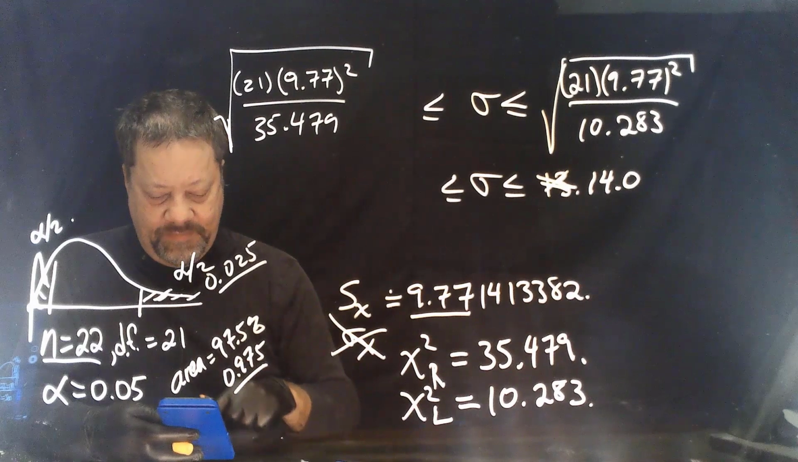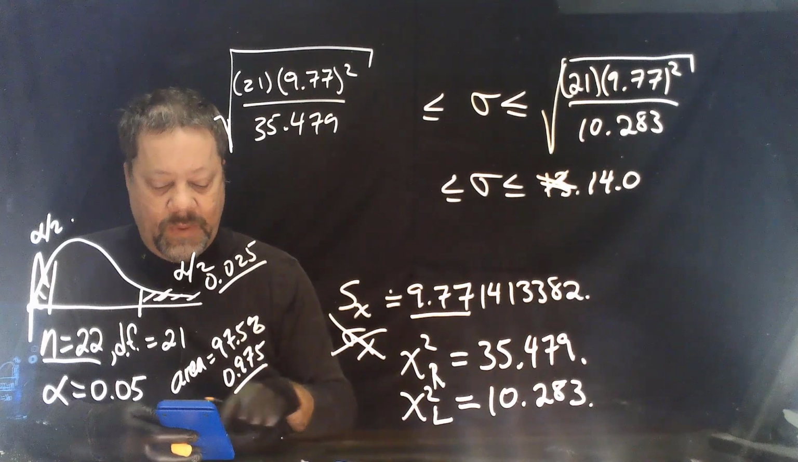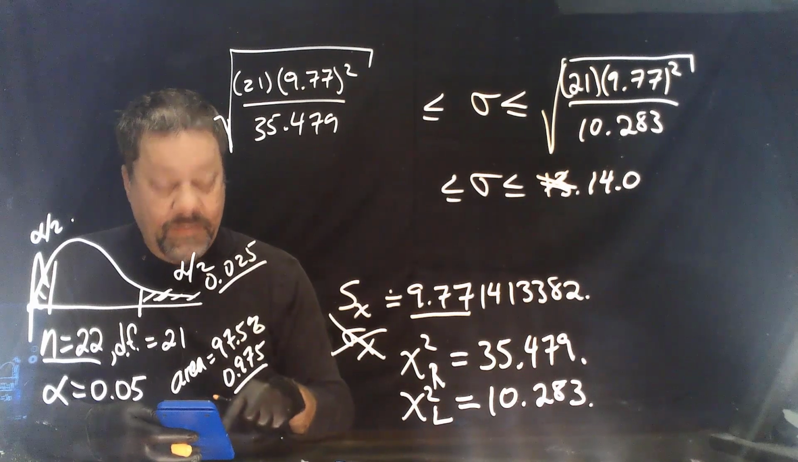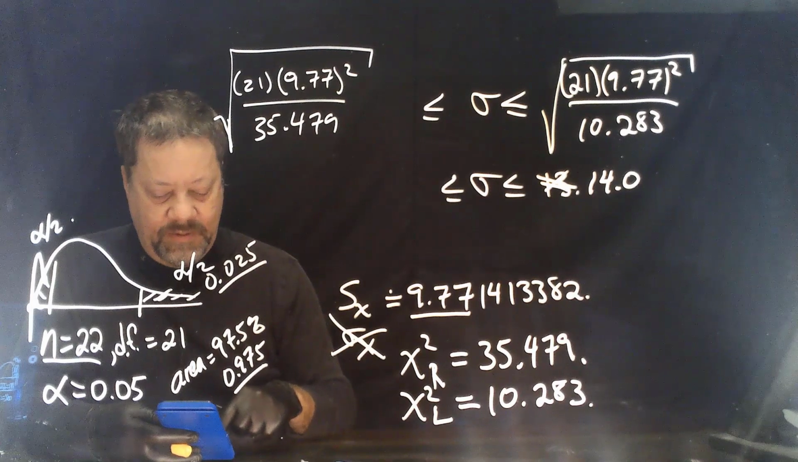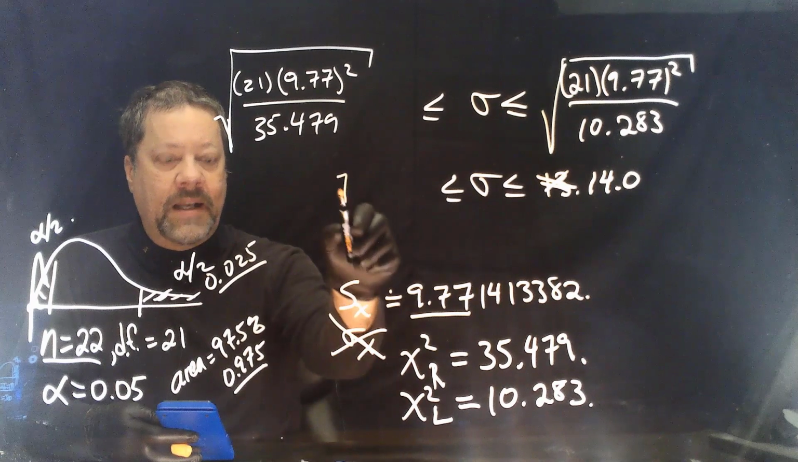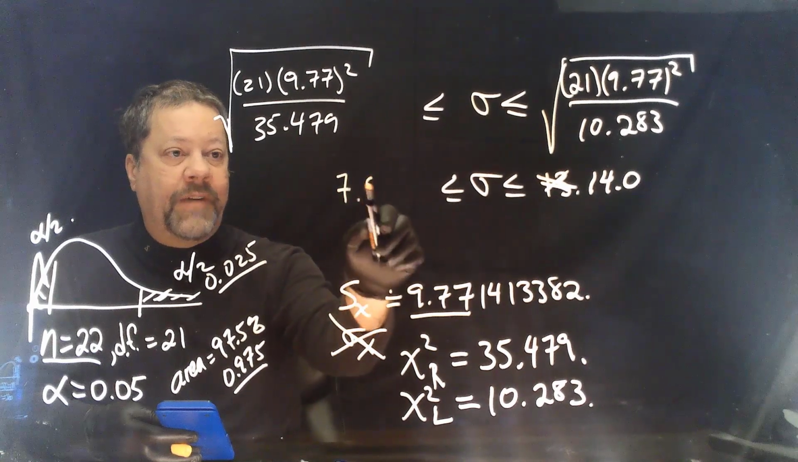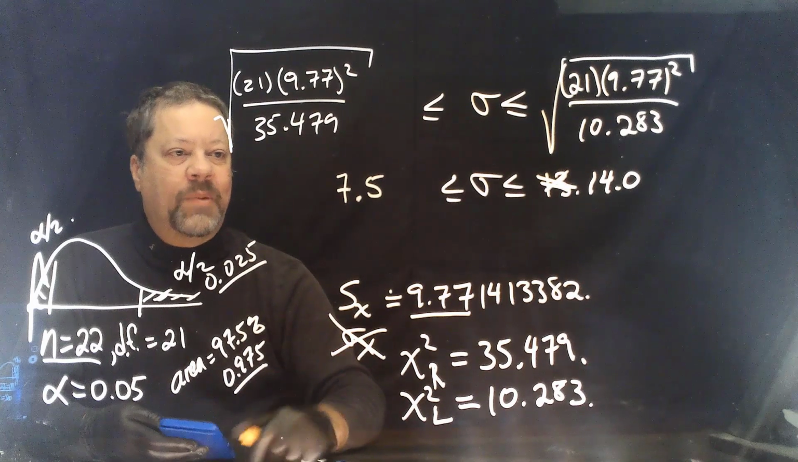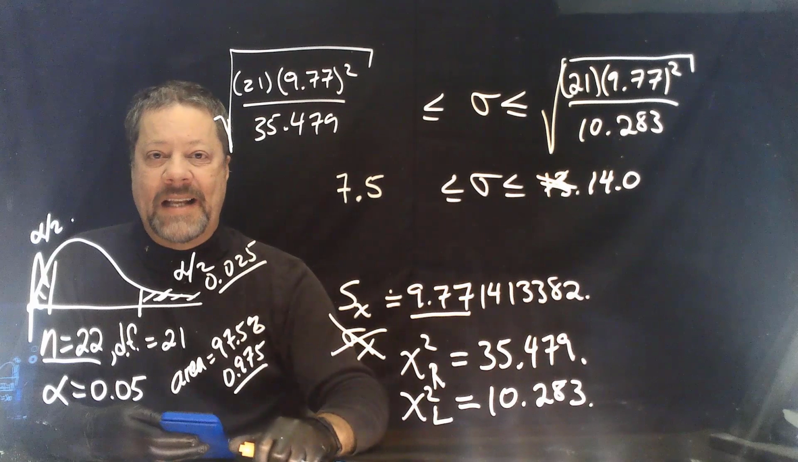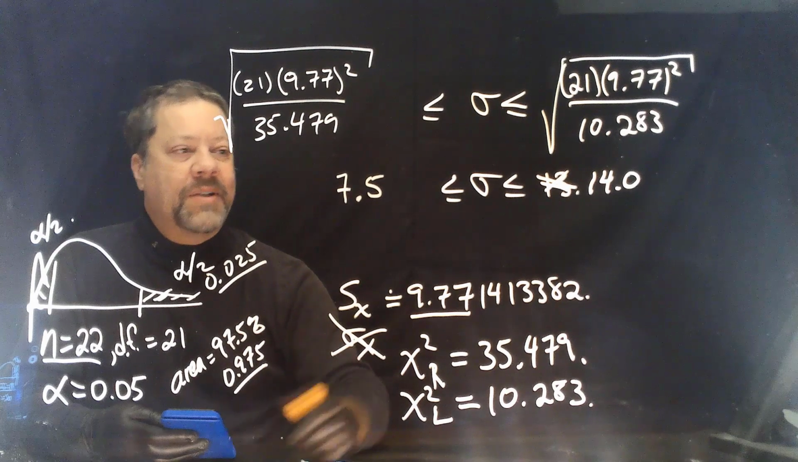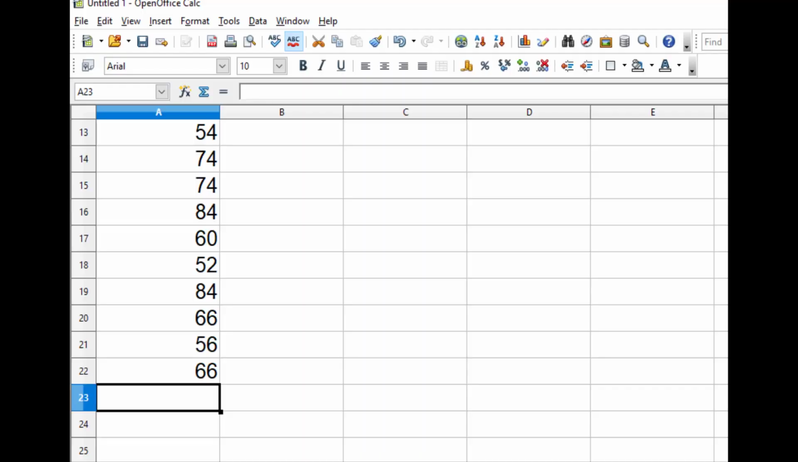On the other side, square root 21 times 9.77 squared divided by 35.479. And that gives us about 7.5, rounding to 1 decimal place more than was in the data. The data was given to us as integers, so we can use 1 decimal place in representation for our interval here.